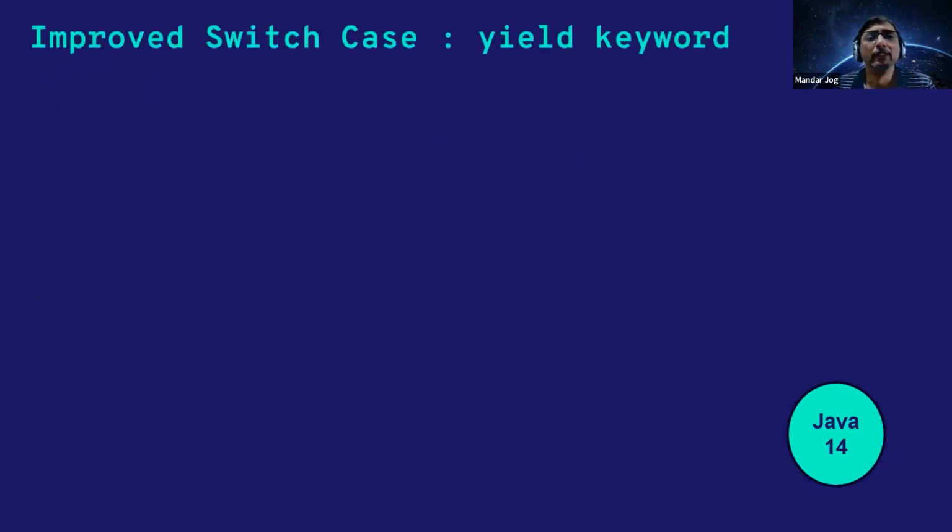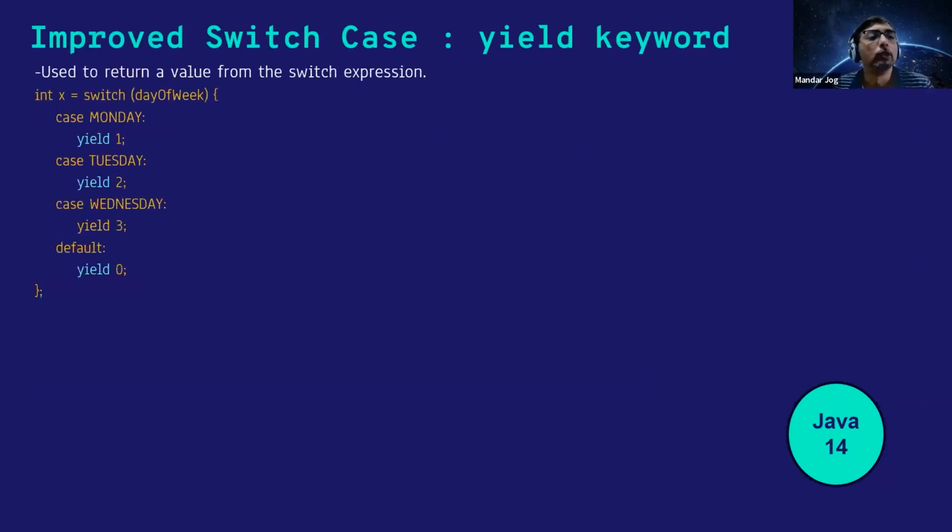And there is an improved switch case launched in Java 14, where there is a keyword called yield. It is the first time that we are seeing that the switch will be provided with the return statement, and that return statement is generated by using yield.